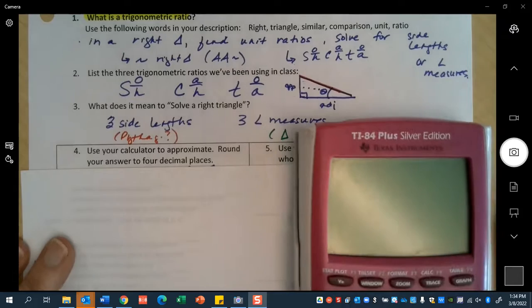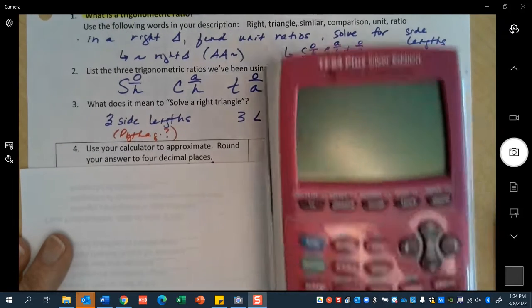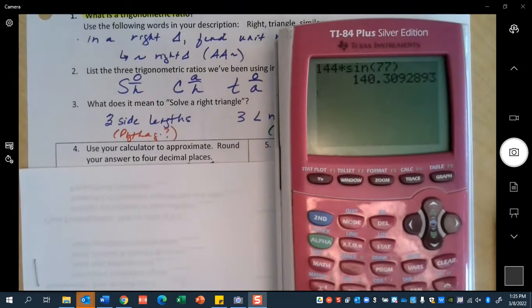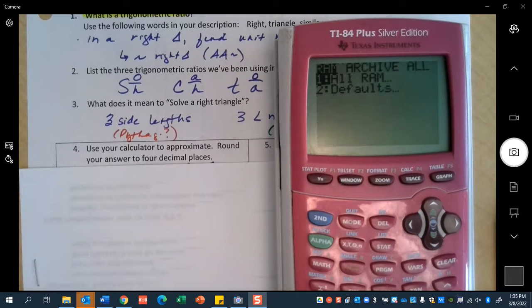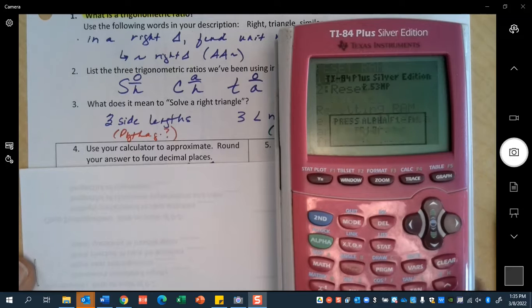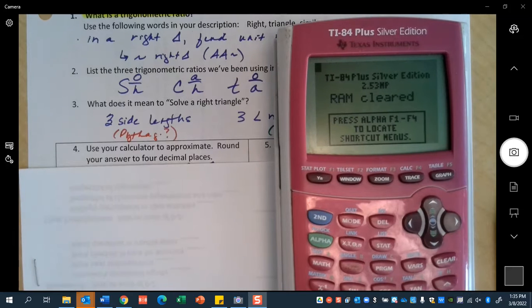What are we doing? Everybody take your calculators with me, please. Go ahead, turn them on. Would you please hit clear? Would you please second mem 7, 1, 2. Clear everything out so your calculator looks like this.